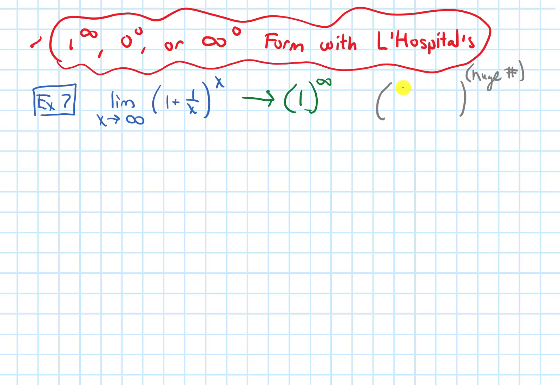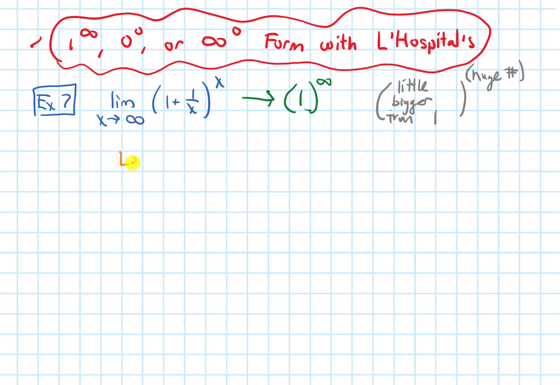So inside the parentheses, we have something that's a little bigger than 1. Okay, and this is one of our indeterminate forms. It's not something I can do L'Hopital's rule on now because it's not 0 over 0. It's not infinity over infinity. So I'm going to have to simplify this somehow to get it into a form where I can do L'Hopital's rule. So here's how we'll do that.